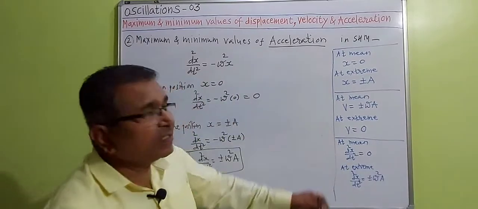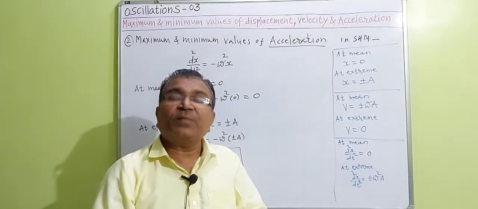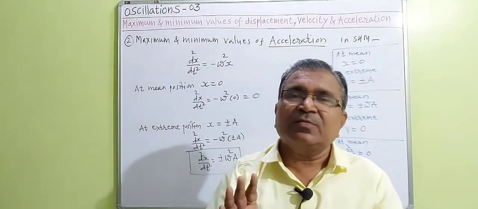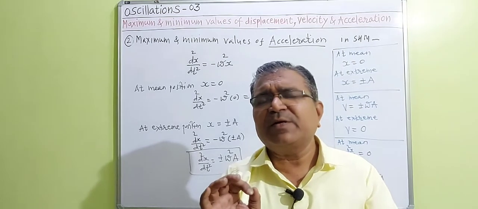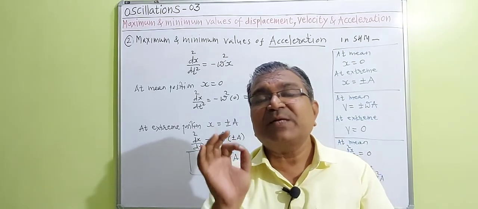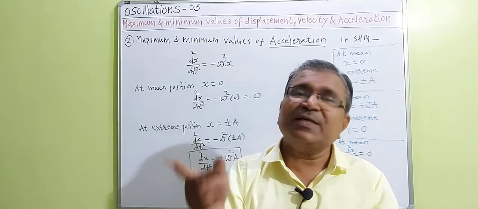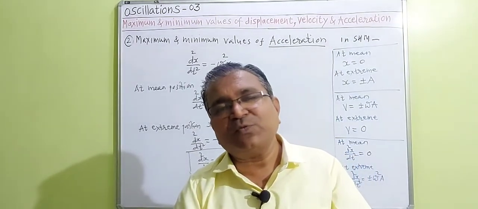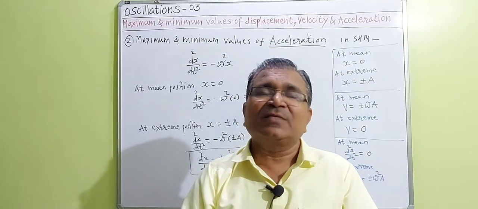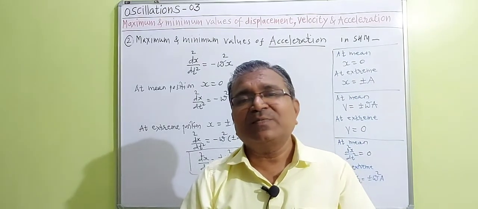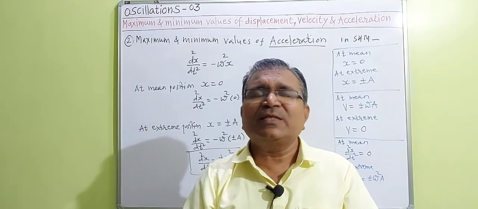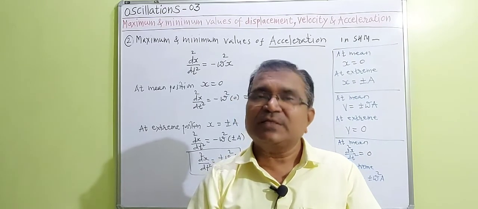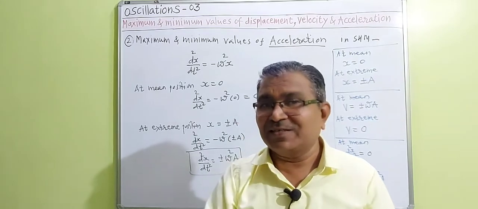So from this we prepare a table, and by making use of the table we will easily remember what are the maximum and minimum values of displacement, velocity and acceleration, and in which position it is maximum, in which position it is minimum. That we can easily see by making use of the table. So we will prepare a table, dear students.